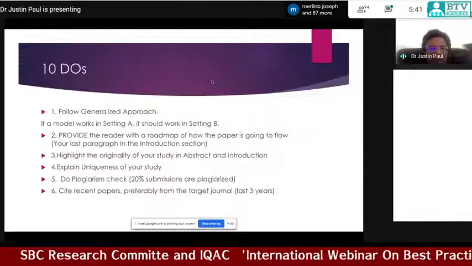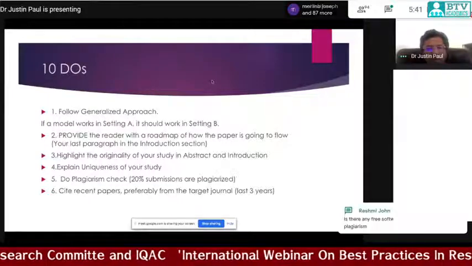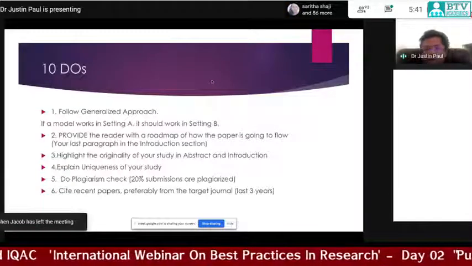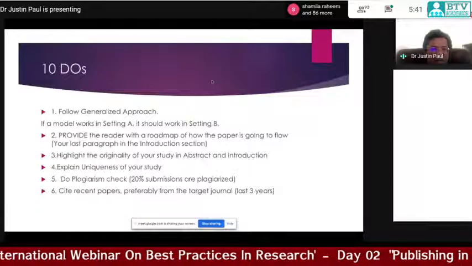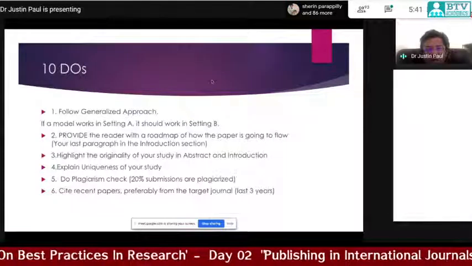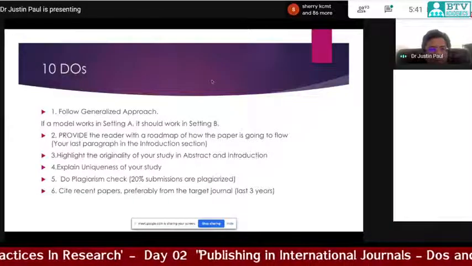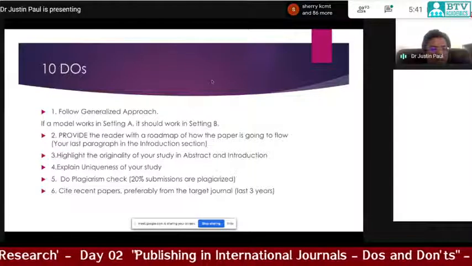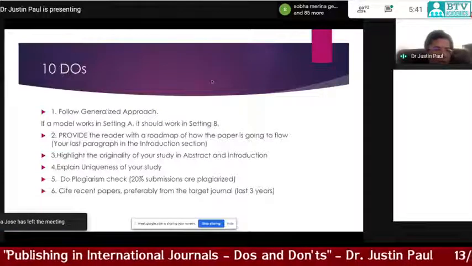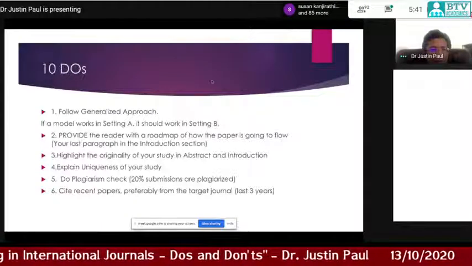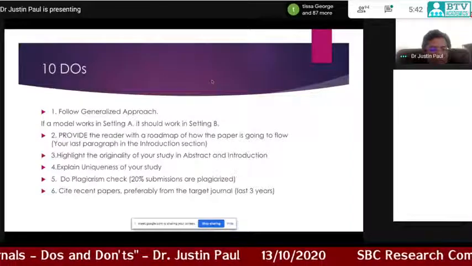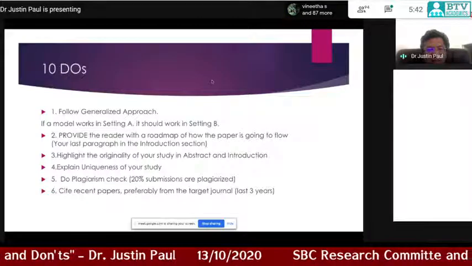Some do's and don'ts I have today. Do number 1: follow a generalized approach. Your paper should have generalized content. For example, you can use local data, but when you develop sections like discussion, conclusion, or findings, you should write with a generalized approach for readers across countries. Keep in mind that the journal is interested in publishing something for a global audience rather than a country audience. For example, never begin a paper with your country context in your introduction if you want to submit to an international journal. Begin your paper with your topic rather than talking about your country.